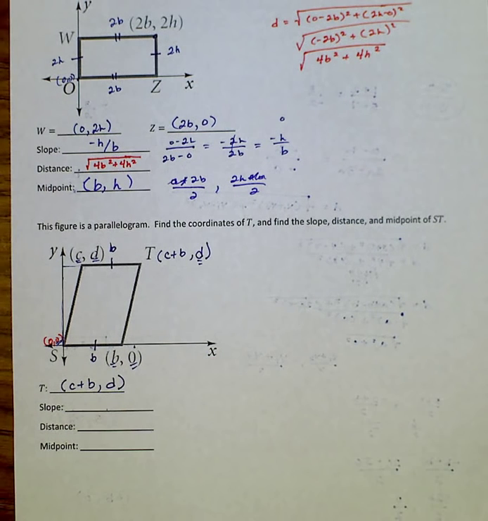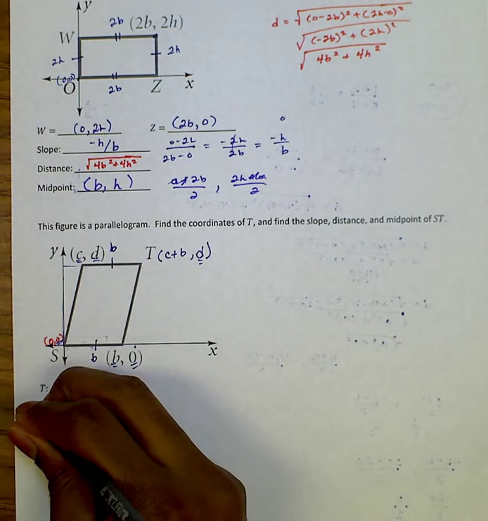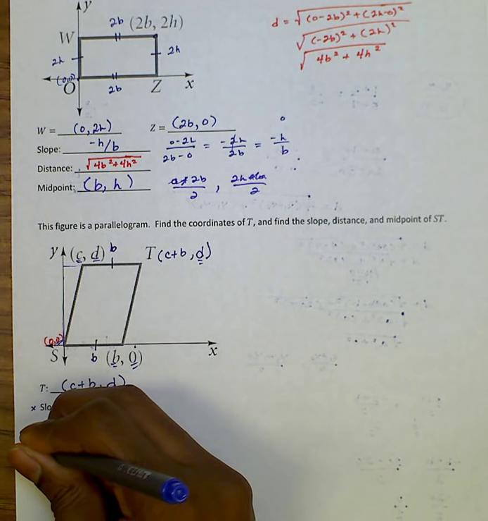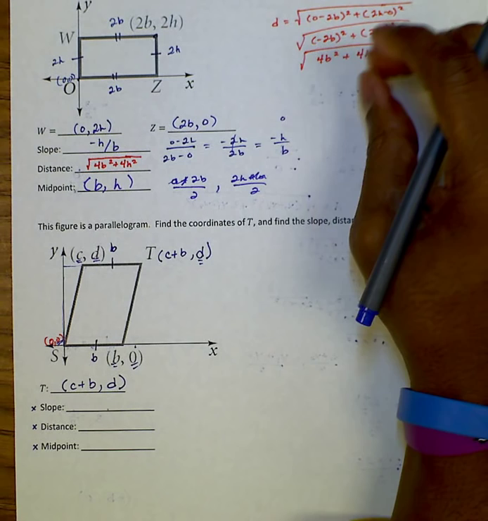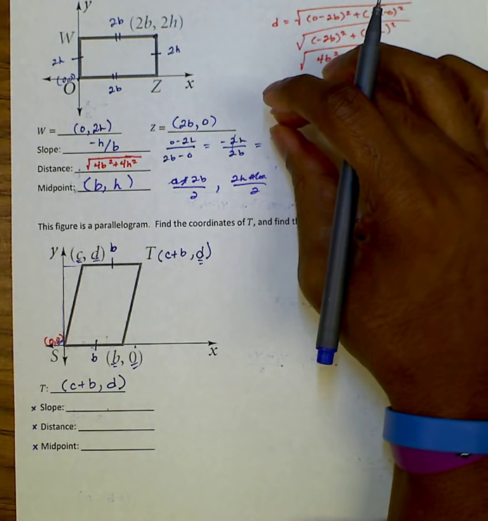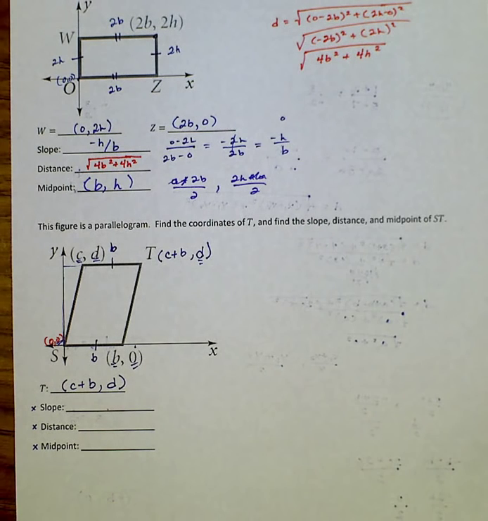Okay, so now with those points, try to find the slope, the distance, and the midpoint. Okay, use our formulas and what we've done on the front side and the top example to find those. All right, see ya.